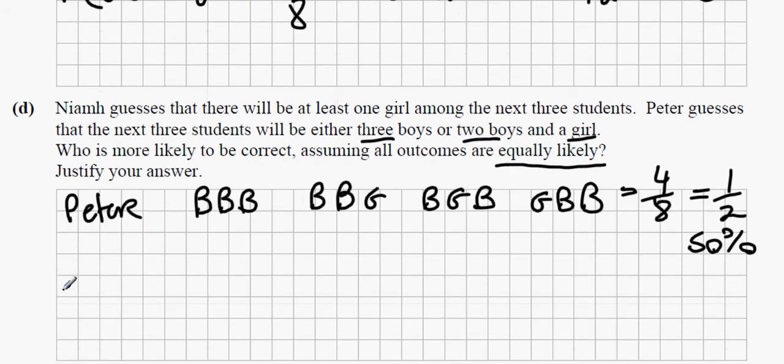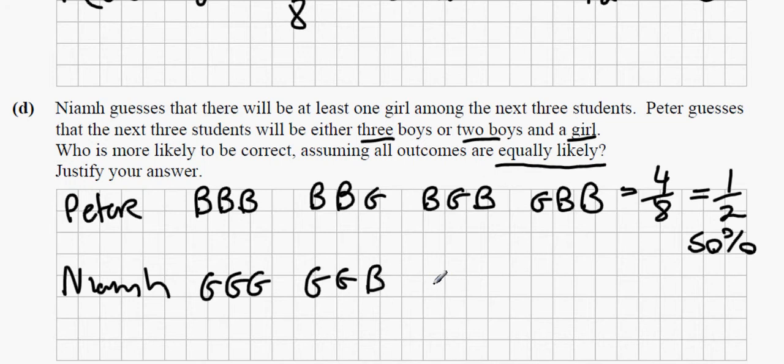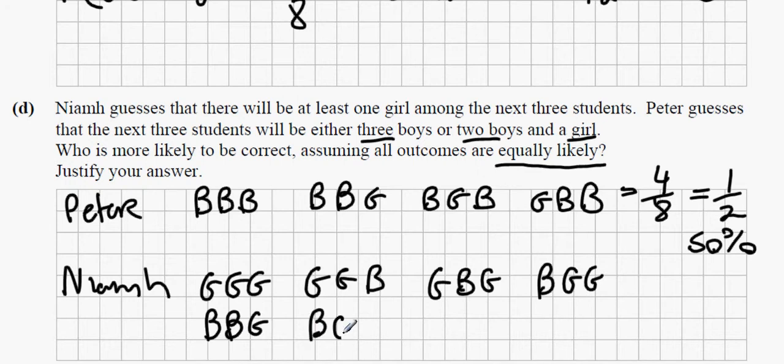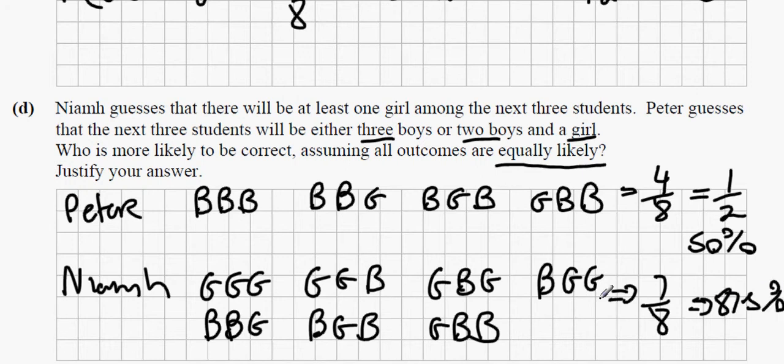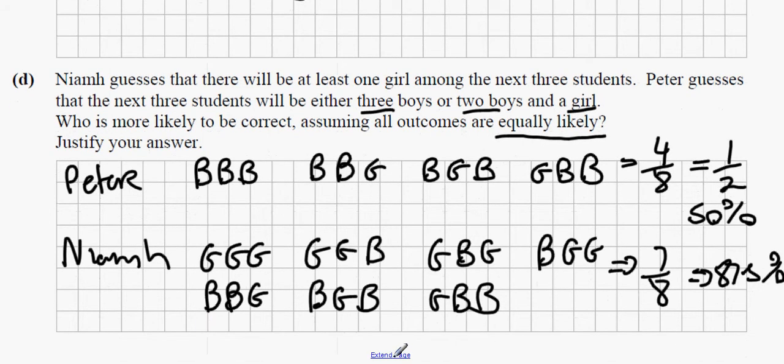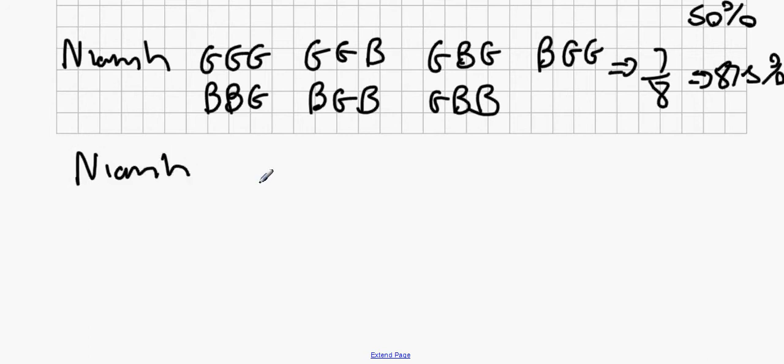Neve guesses there'll be at least 1 girl amongst the next 3 students. So Neve can have 3 girls. She can have 2 girls and 1 boy: girl, boy, girl, and boy, girl, girl. She's also allowed boy, boy, girl, because she only needs 1 girl to make this work. So boy, girl, boy, and then girl, boy, boy. What we can see is Neve has 7 out of 8, which is 87.5%. Which is more likely to be correct? Neve is more likely to be correct, and we justify our answer by giving the statistics there. Neve is more likely to be correct because of the greater probability.